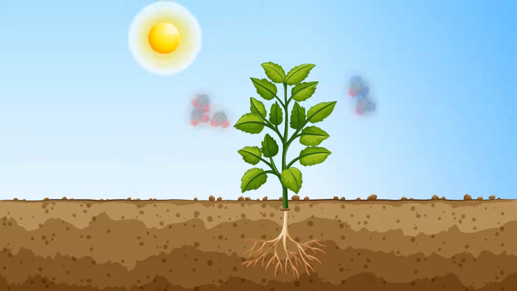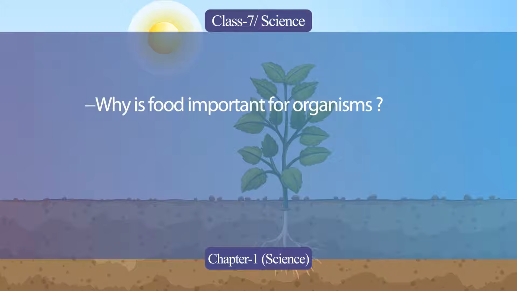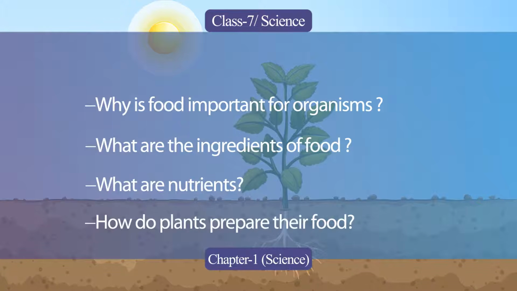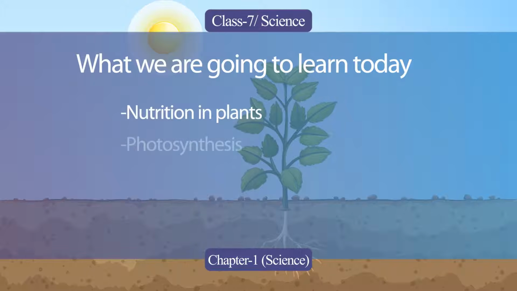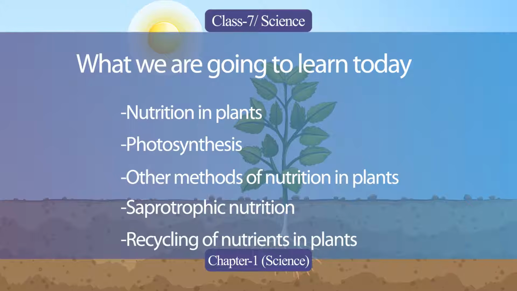First of all, we will see how much we already know about nutrition. Why is food important for organisms? What are the ingredients of food? What are nutrients? How do plants prepare their food? Now, we will see what we are going to learn today. Nutrition in plants, photosynthesis, other methods of nutrition in plants, saprotrophic nutrition, recycling of nutrients in plants.